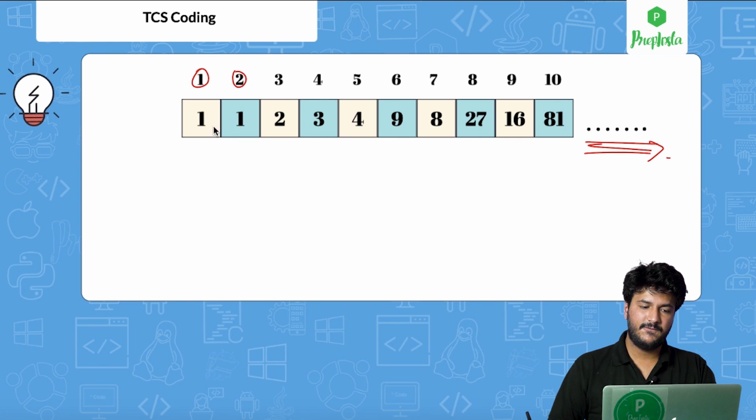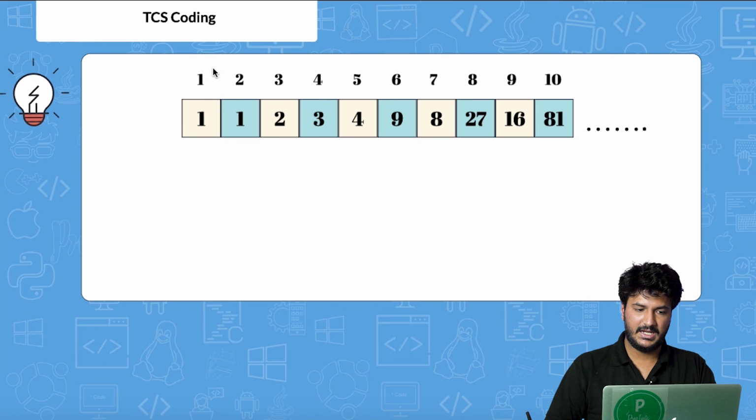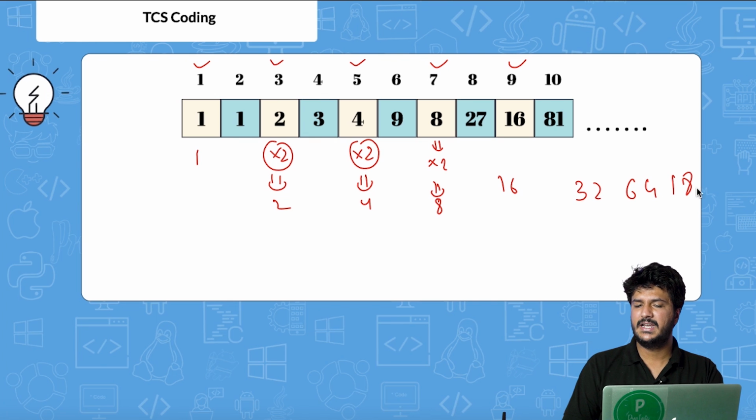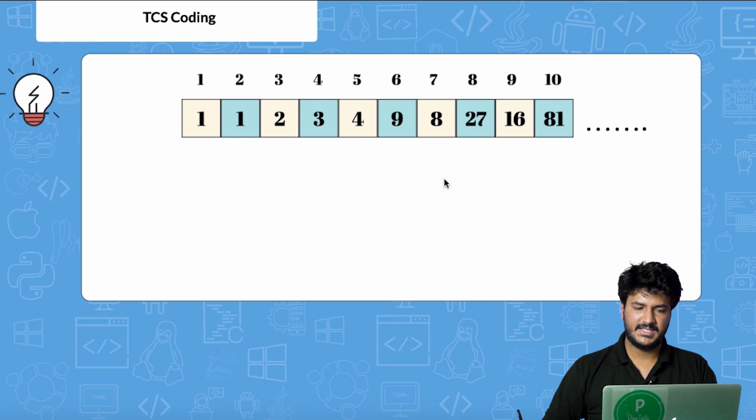If you look at the odd positions only, that is this position, this, and this, the first number is 1, then for the second one you are multiplying this by 2, so the answer happens to be 2. For the next one you are again multiplying it by 2, so the answer is 4. Again by 2, so it's 8, and then 16, and then obviously 32, and then 64, 128, and so on and so forth, right? So it's very basic, right?